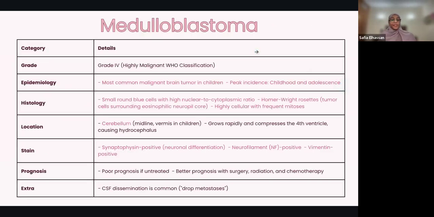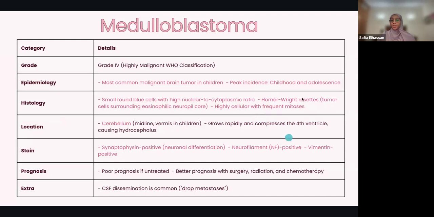So medulloblastoma is a very highly malignant tumor. In fact, it's the most common malignant brain tumor in children. The peak incidence is in childhood and adolescence. What's really unique about this one for histopathology is the presence of Homer-Wright rosettes. Homer-Wright rosettes are tumor cells that surround an eosinophilic neuropil core. All the rosettes we took so far are tumor cells that surround a lumen. Sometimes it's empty, sometimes it has a blood vessel. Here, for Homer-Wright, they surround a neuropil core.